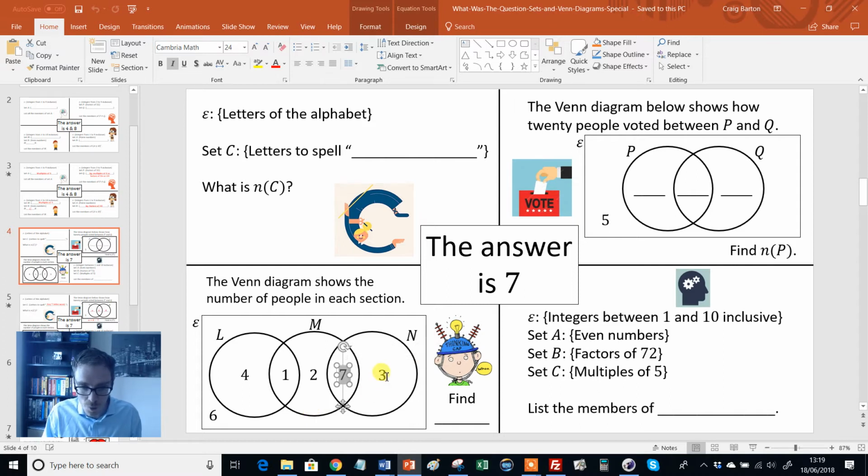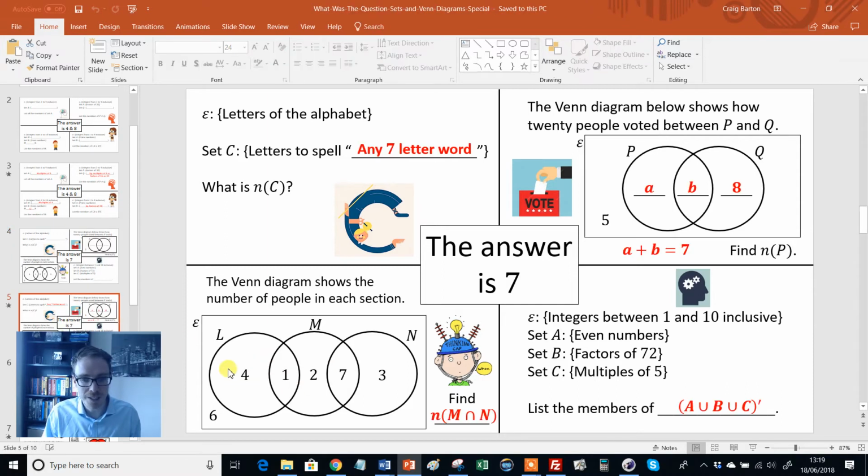But actually, we can perhaps make up 7 as well by using 4 and 3 or 4, 1 and 2. So there might actually be different ways. So we can do it using M and N, but there might actually be other ways we can describe 7. And there's loads of things here. I like this as well.